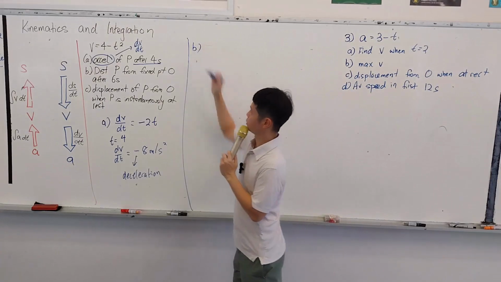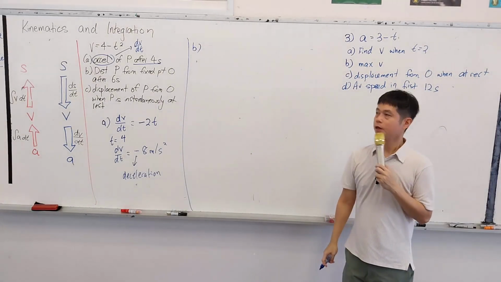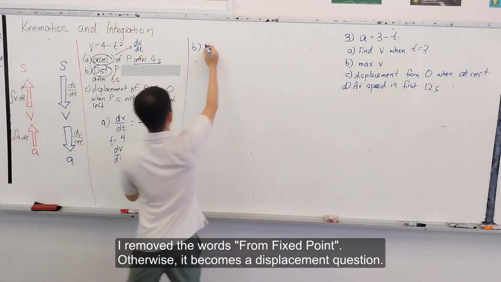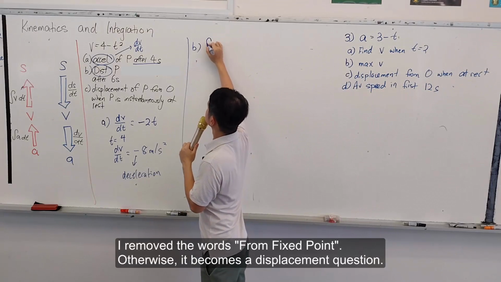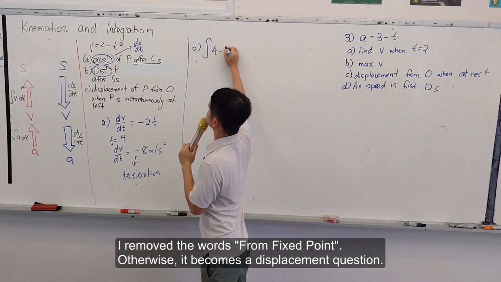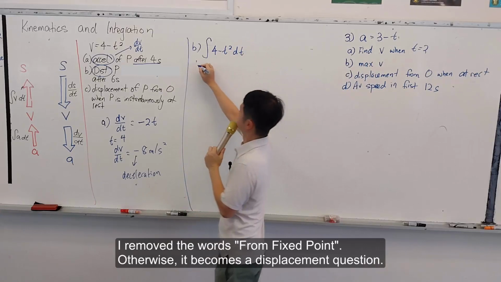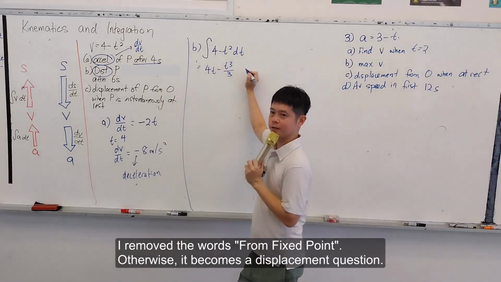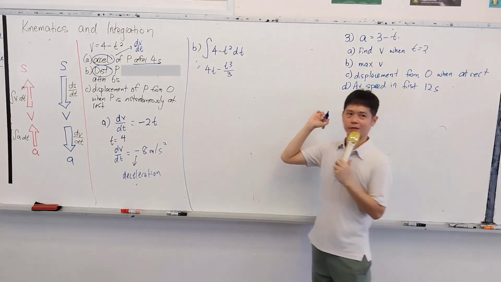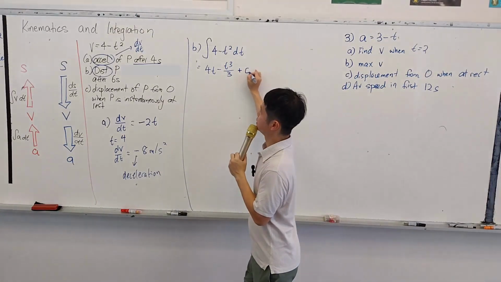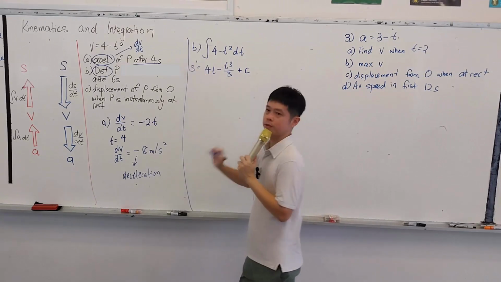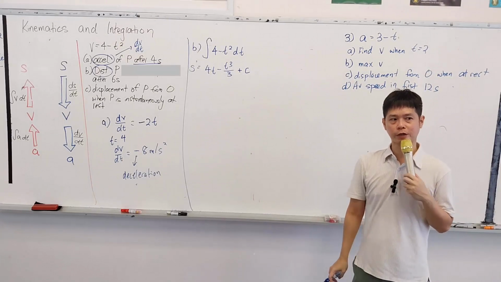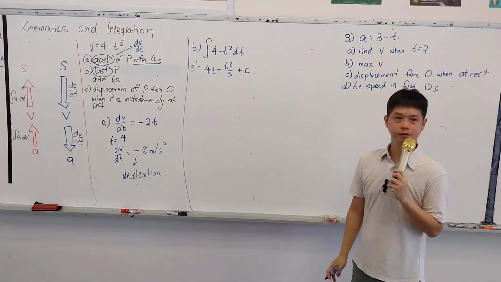Part B. I now need to find the distance. So I need to integrate the v, and I will have 4t minus t cubed over 3. What's wrong? Problem comes already, plus c. So that is my displacement. Okay, how do I find c? Of course, that should be the natural question you ask yourself, right? But how do I find c?